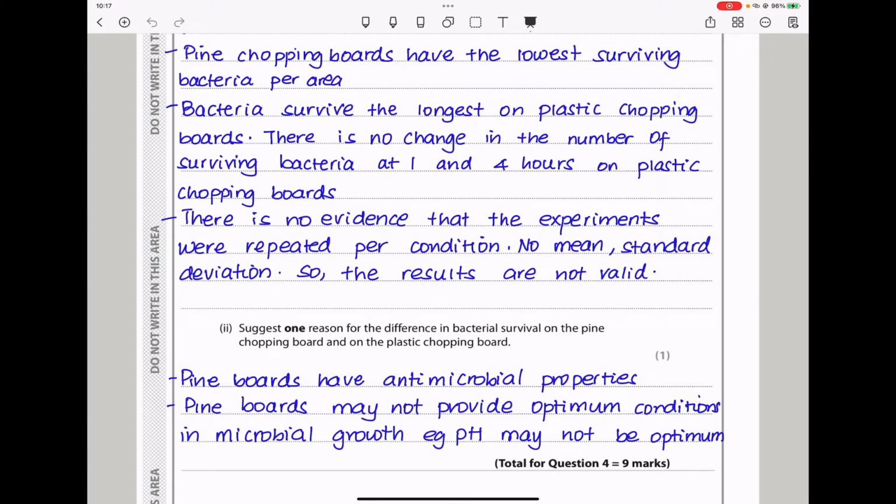And down here they say, suggest one reason for the difference in bacteria survival on the pine chopping boards and on the plastic chopping boards. The reason as to why there were less bacteria surviving on pines is because maybe they have antimicrobial properties. So I said pine boards have antimicrobial properties, and pine boards may not provide the optimum conditions like the right pH, so the growth was lower, or there was less growth.